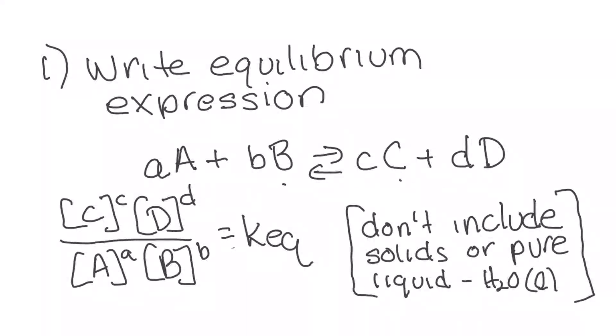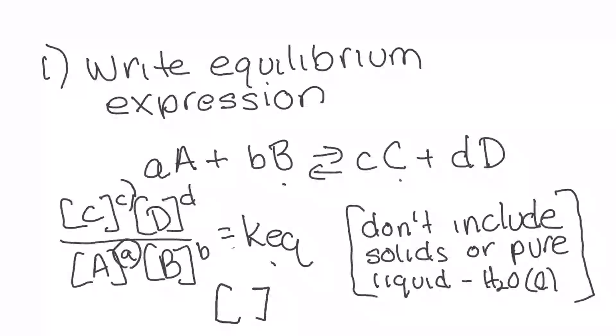So here's the generic form. I have K equilibrium equals the products, which are C and D, to the power of their coefficients, over the reactants multiplied together to the power of their coefficients. And the little box that looks like this means concentration using molarity.